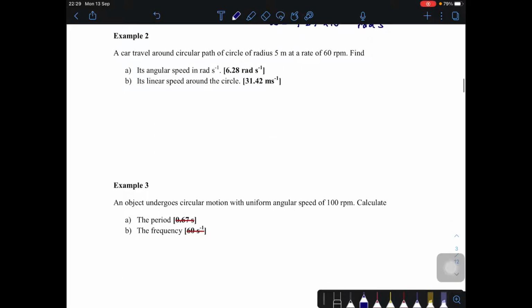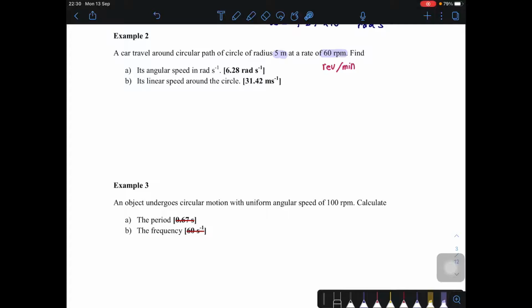Okay, so next one, example 2. A car travel around circular path of circle of radius 5 meter at rate of 60 revolution per minute. Okay, RPM here is revolution per minute. Find its angular speed in radian per second and its linear speed around the circle.